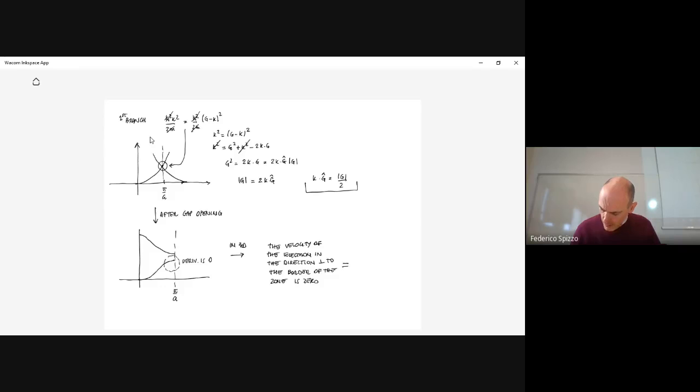Okay, so the gradient of E has to be parallel to the surface of the first zone. I just wrote the first zone because, for periodicity, any zone is equivalent to any other zone of the lattice. So I just pick the first zone as a reference.